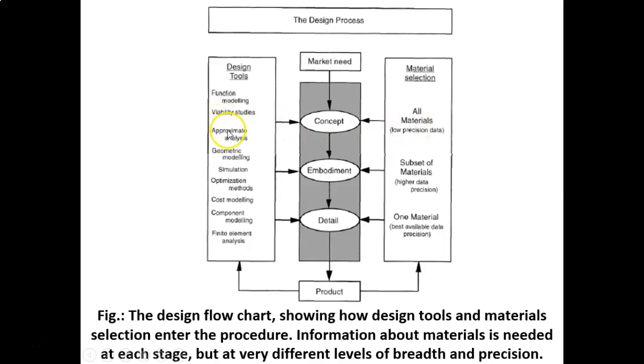So the design tool, whether they want to use the geometrical model or they want to use the simulation, okay? So embodiment is the icon, a model, okay? Subset of material, higher data precision, right? So in the initial design analysis, they need to formulate the plan or geometrical drawing, okay? It includes the engineering analysis, process selection, and also the initial selection.